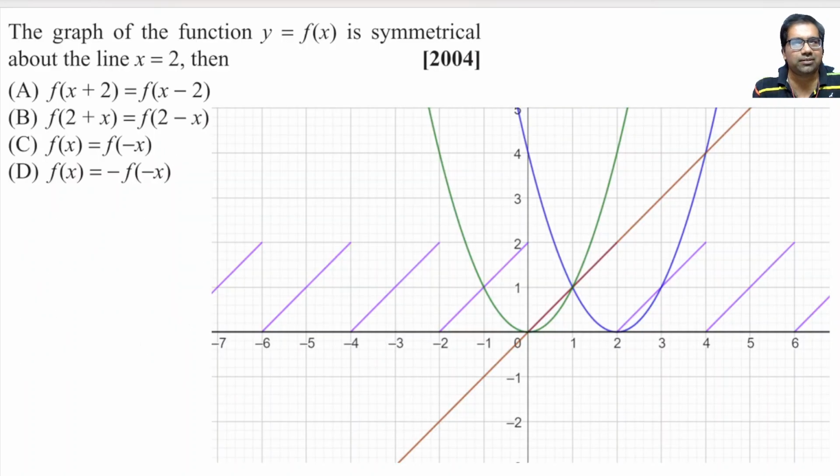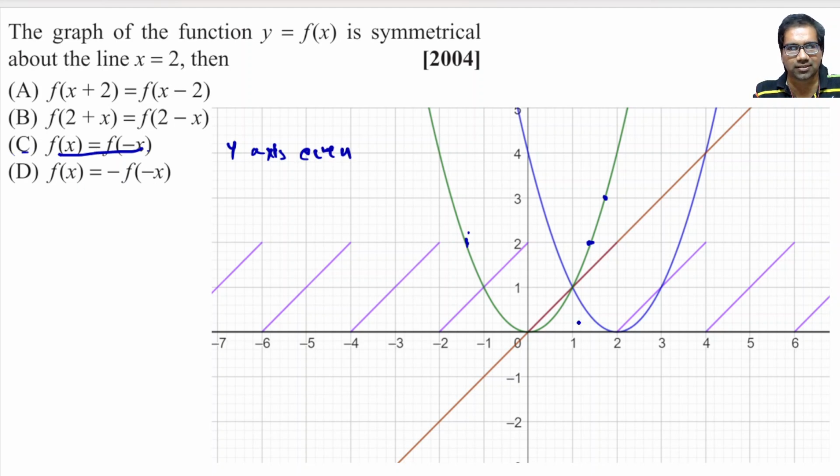Okay. So for example, f of x equal to f of minus x. What does that mean? For example, a graph like this, the green one: whatever x is there, minus x also gives the same result. That means this is symmetrical about the y-axis. That means it's an even function. Graph C, this one, means an even function.